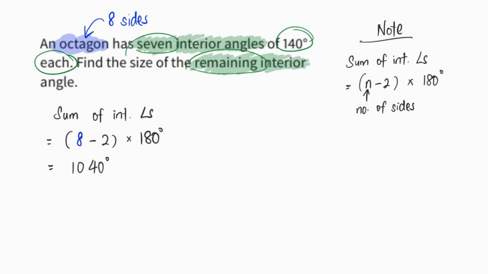And so, in order to find the size of the remaining angle, the remaining angle is simply 1040 degrees, I'm going to minus away 140 degrees, but this is only for one. How many of the 140 degrees do we have? We have 7 of them. And this will give me a final answer of 100 degrees.